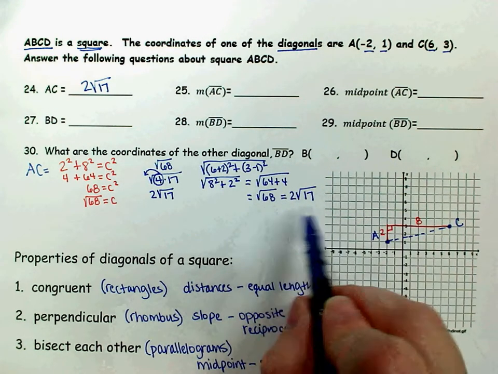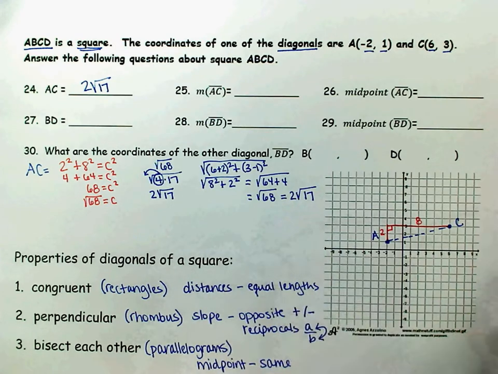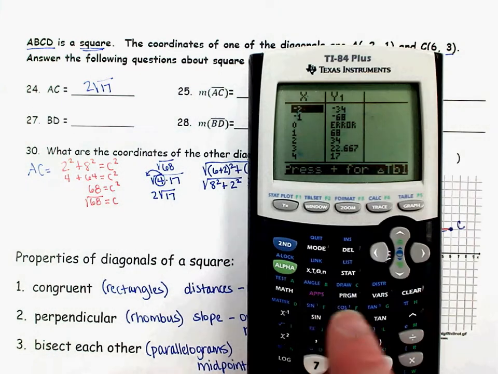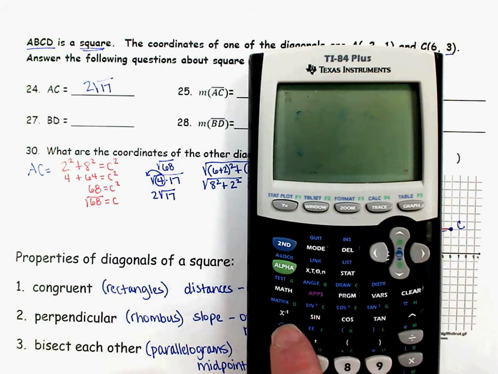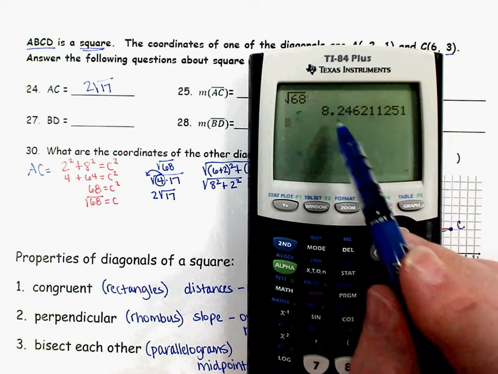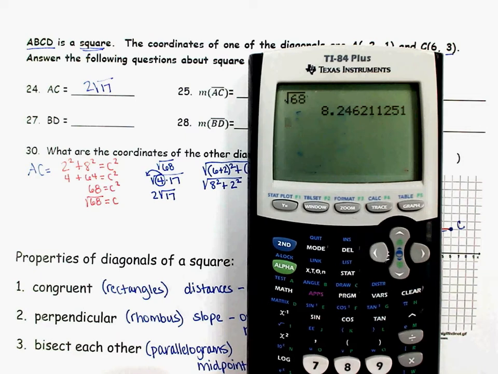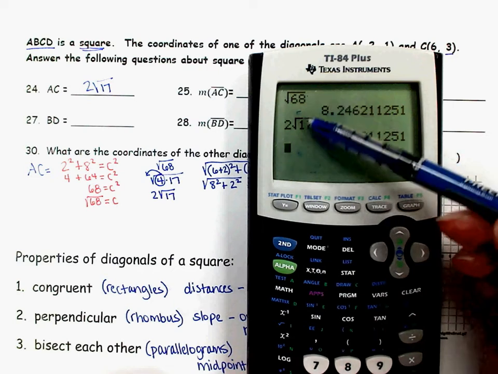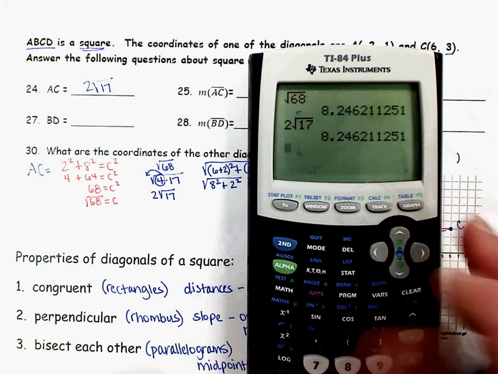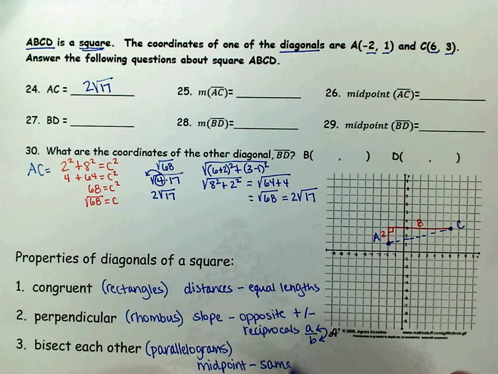Make sure you always check that you simplified that correctly, and the way to do that is to get out of your y equals, put in the square root of 68, and get it as a decimal, and then put your simplified version, which was 2 square roots of 17, and you should get the same decimal answer since these are equivalent to each other. So that's just a good way to check and make sure you simplified it correctly.